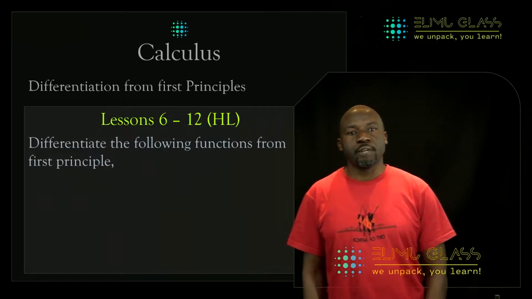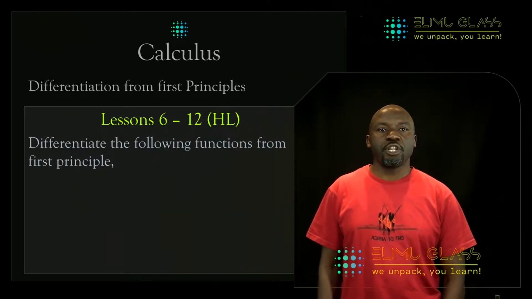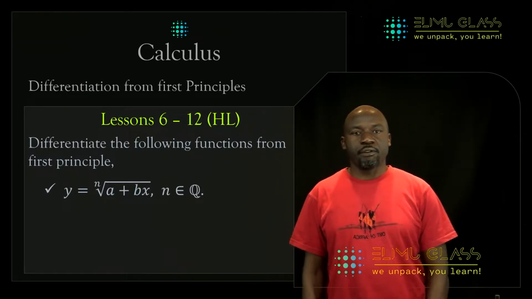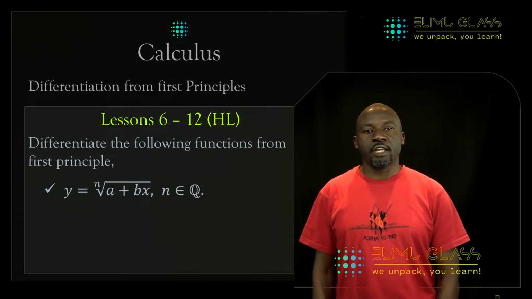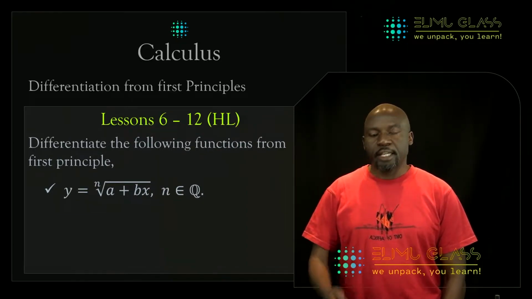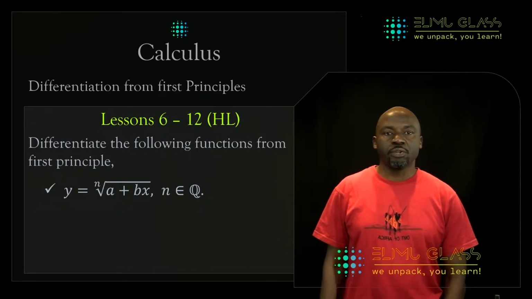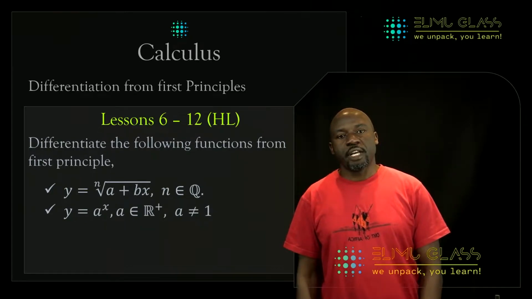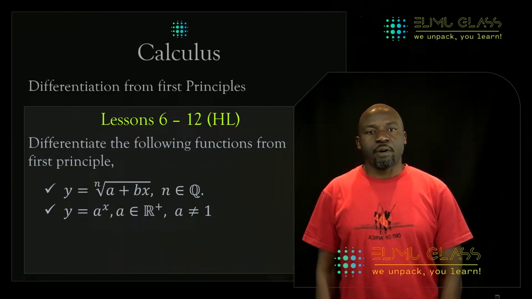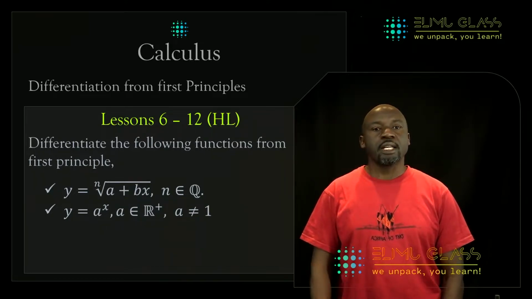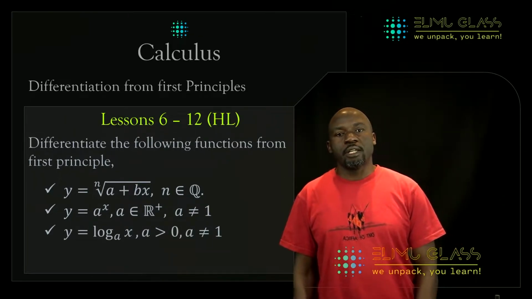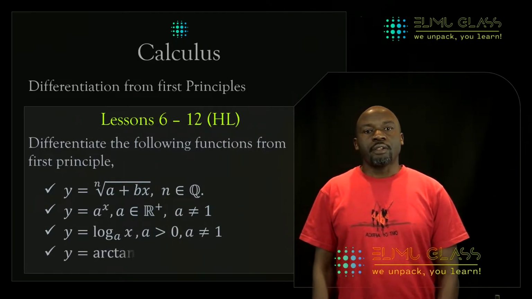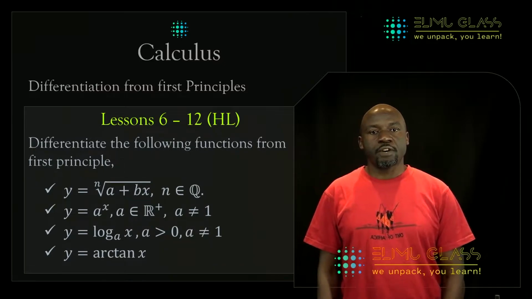So what are we going to do from lesson 6 to 12? We will try to differentiate the following functions. The first one is the radical function, where a and b are generally any real number, and n is any integer. Actually, it can also be a rational number. Then we will find the derivative of the exponential function a power x, where a is not 1. We will look at the derivative of log to base a of x from first principle, and then we will finish with the derivative of arctan x.